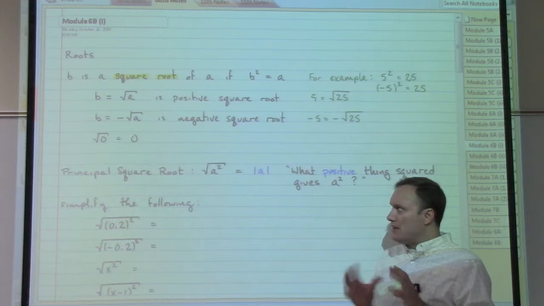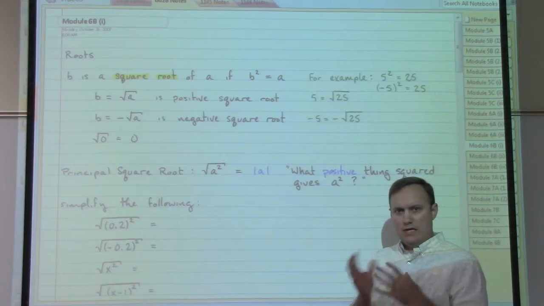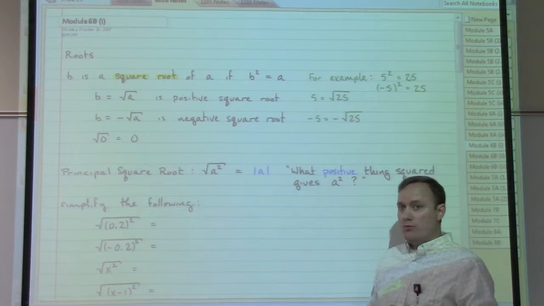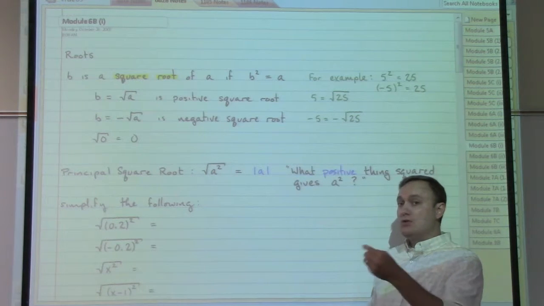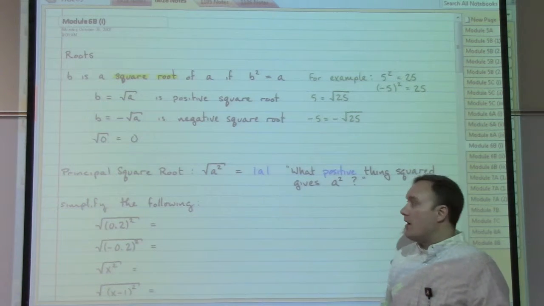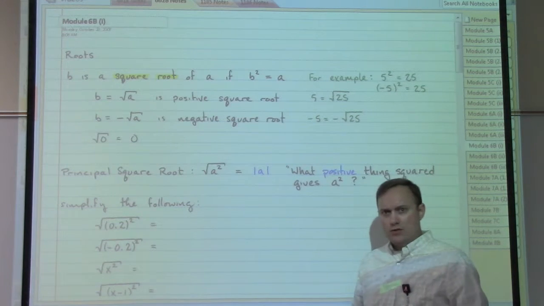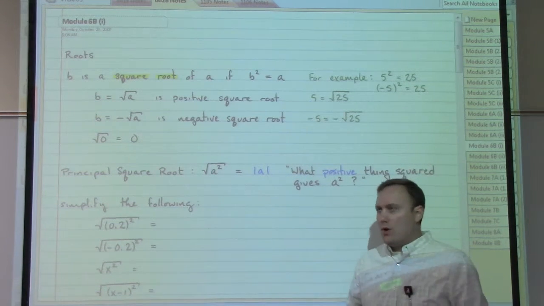Notice that there's a sort of turnaround in that phrasing. b is a square root of a if b squared gives us the number a. So we can actually rephrase square roots as a question.